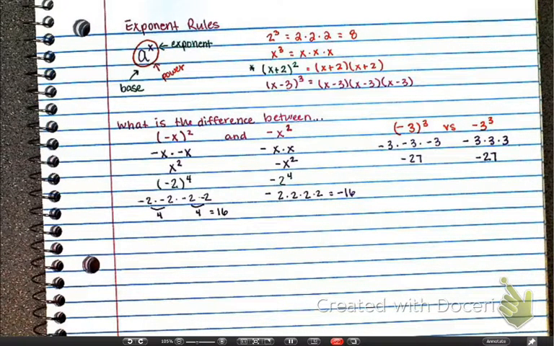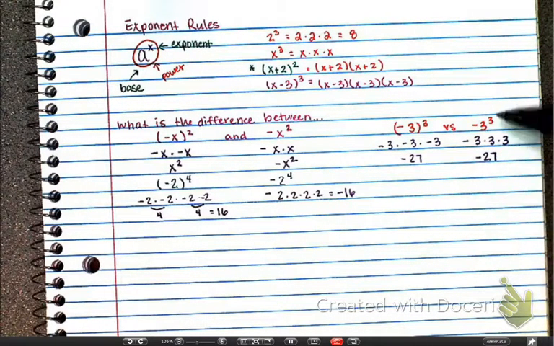So can we make an assumption about exponents and that negative and what will happen based on what the exponent is? If it's an odd number, it's going to be a negative. If it's a positive number, it's going to be positive. Close. Okay, so she said if it's an odd number, I'm going to get a negative. If it's an even number, I'm going to get a positive.